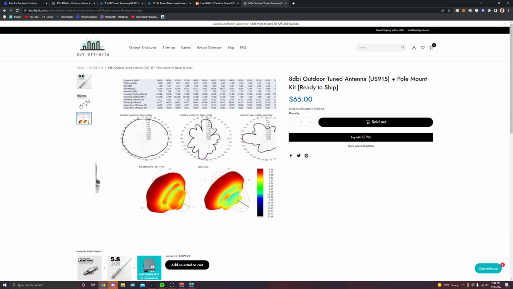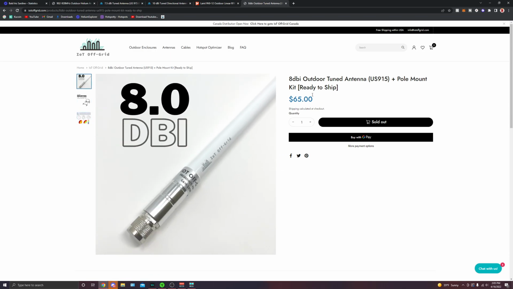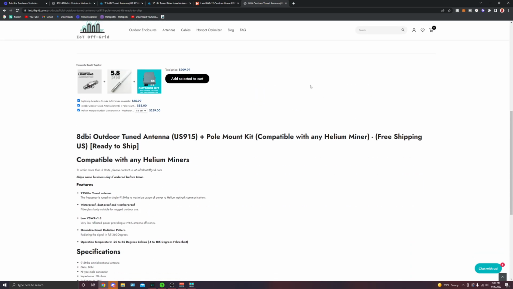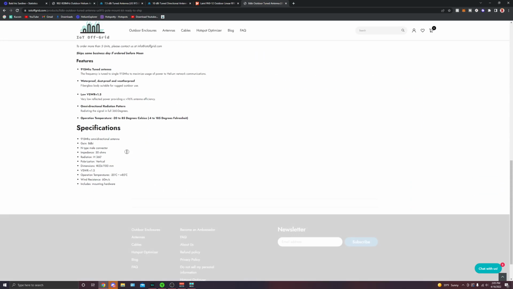So like before they ship them out, they test them. This is also a really tall antenna. The rack antenna is pretty short. So you can get higher up with this antenna too. Oh, it does say ready to ship, but this antenna is tuned and it's ready to go.